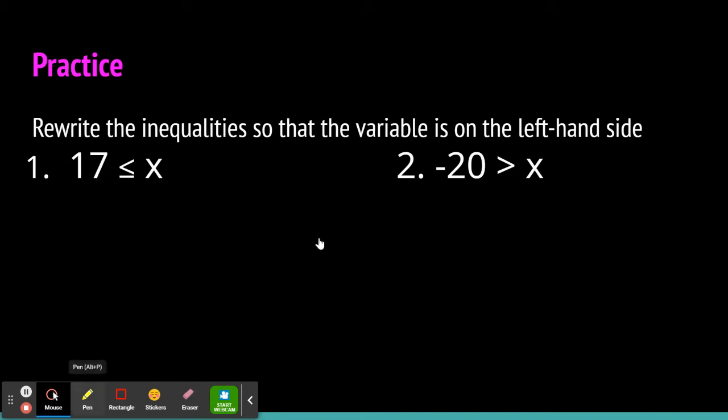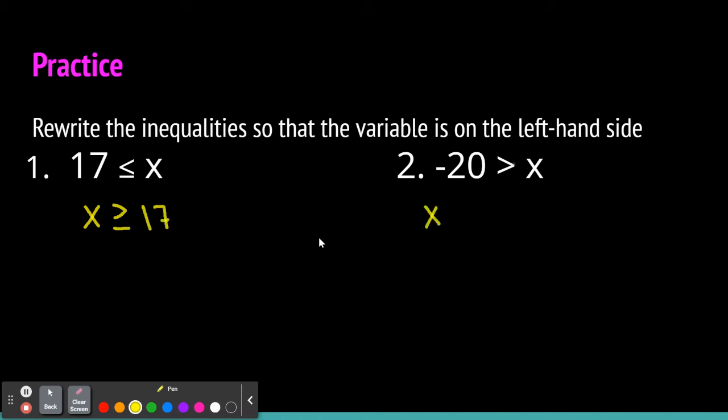All right, hopefully you did that, and we'll see that if you wrote this so that x is on the left side, it would end up being x is greater than or equal to 17. For this one here, x is on the smaller side, is less than -20. All right, let's go ahead and move on.